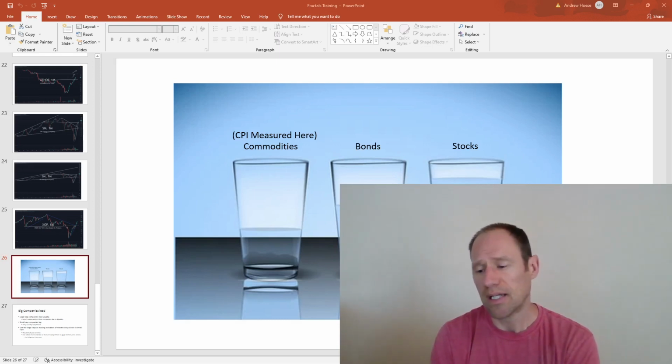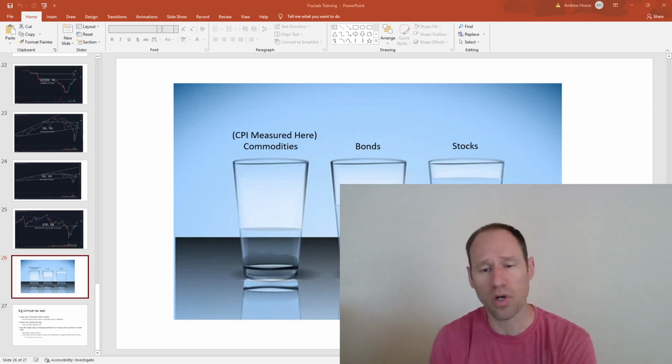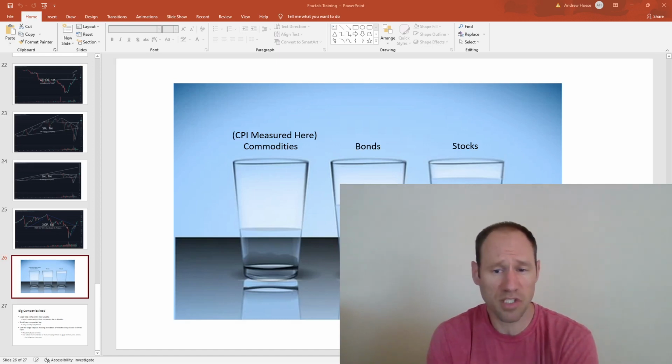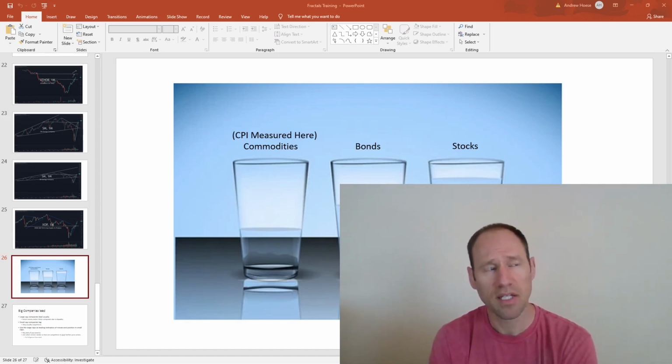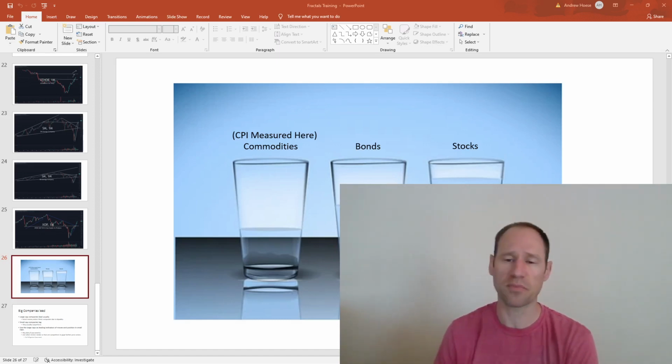Now, the best thing you can do is position for it. And how to position for it? What are the best ways to position for something like this that it's coming?